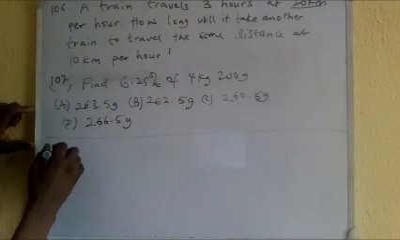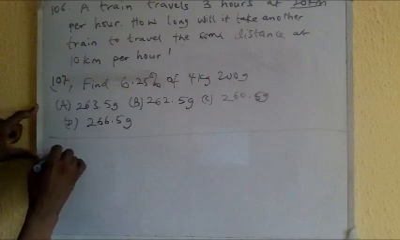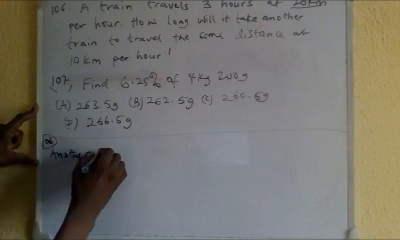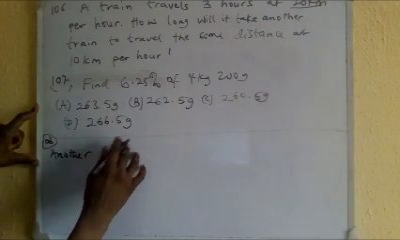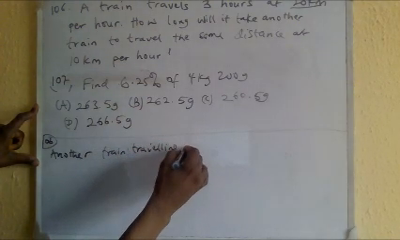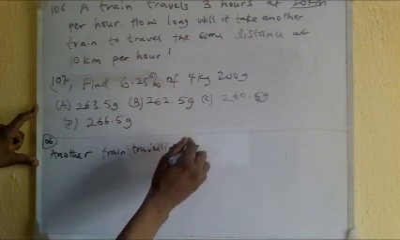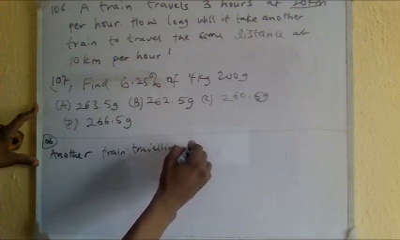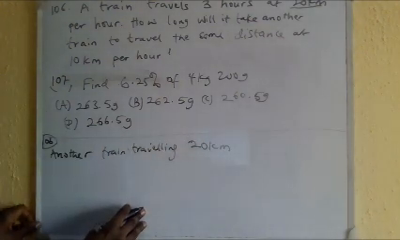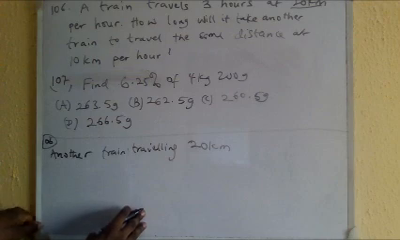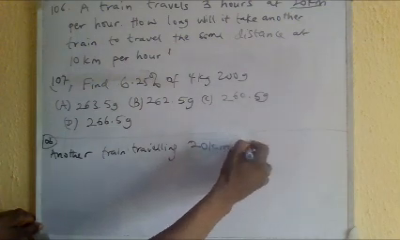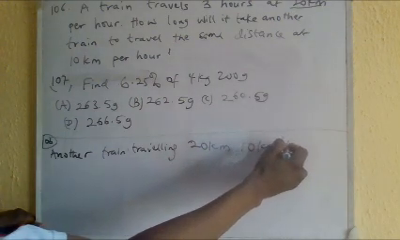So another train, this is number 106. Another train is traveling for traveling 20 kilometers. You understand? Okay, it's taking 10 kilometers per hour. 10 kilometers per hour.